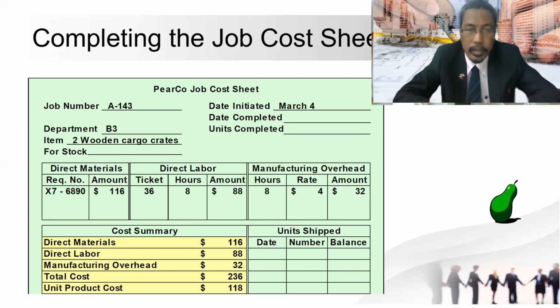And because it is what? If you have two quantity, there are 2 units that is planned to be made. So therefore, the item there on the box item, 2 wooden cargo crates. So 236 divided by 2 is 180. So that is unit product cost.